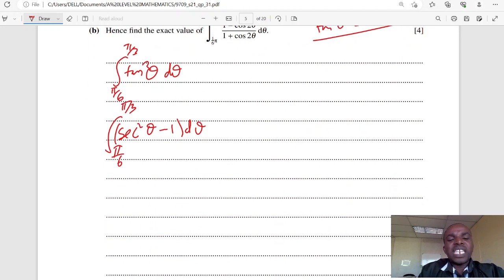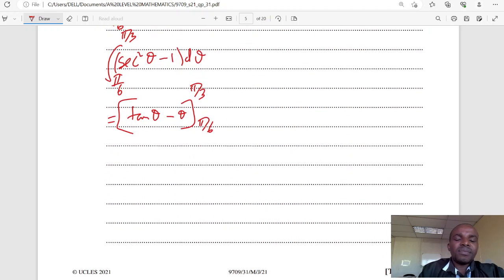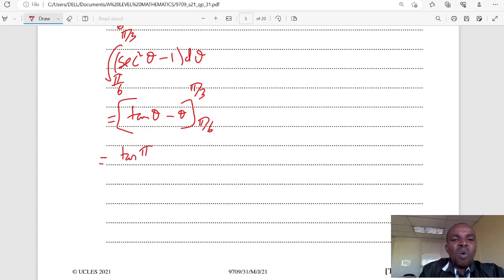Right. Integrating sec squared, you get tan. So it will be tan theta minus, integrating 1, you get theta. Then I can put my limits pi over 3, then pi over 6. Right, substitute now. I can put pi over 3 first. So it will be tan pi over 3 minus pi over 3. Then minus, I can now put pi over 6. It will be tan pi over 6 minus pi over 6.